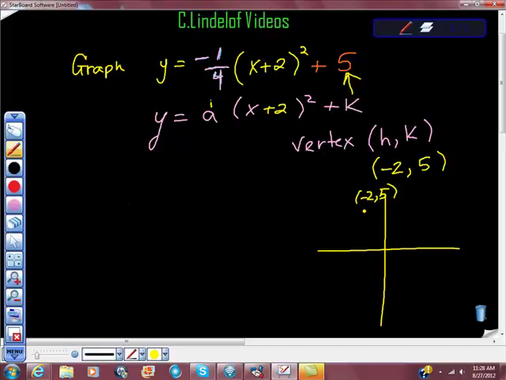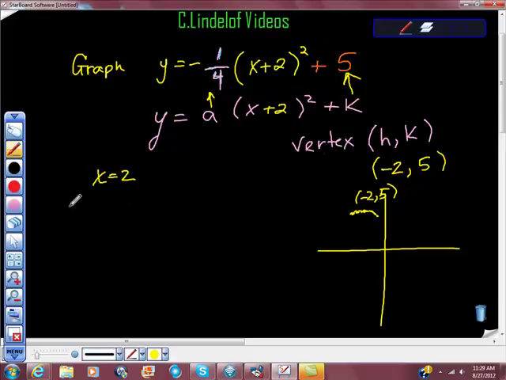We also know that this a value is negative 1/4. So based on that, we know that our parabola is a maximum parabola, so it has this kind of shape to it, right? It's concave down. So the next thing I'm going to do is choose some x values just so I can start closing in on this. How am I going to choose these? I like to choose one to the right, one to the left. So I'm going to choose x is 2.